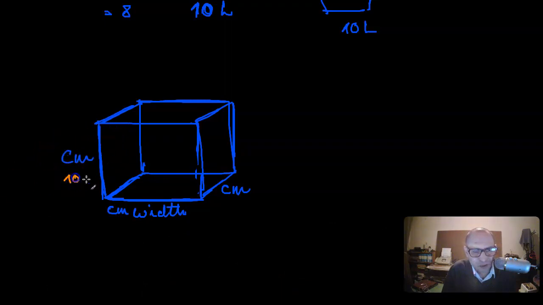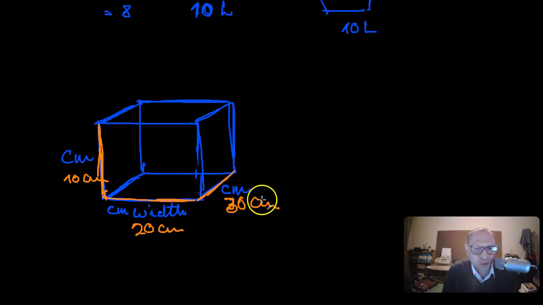And then essentially what you can do is that, let's say that this is 10 centimeters. This over here is 20 centimeters. It's not a perfect cube. The lengths are a little bit different. And this is, for example, 30 centimeters, right? So I'm talking about this length, about this length, and about this length.